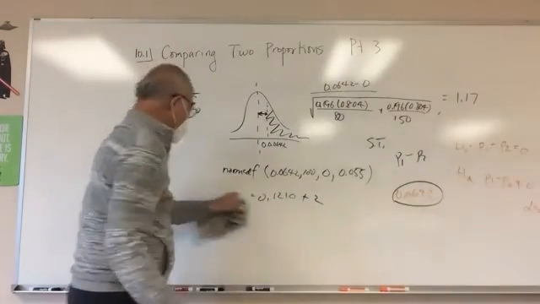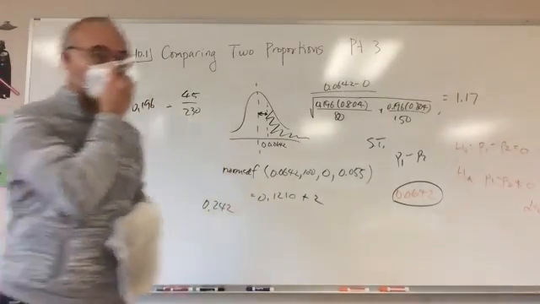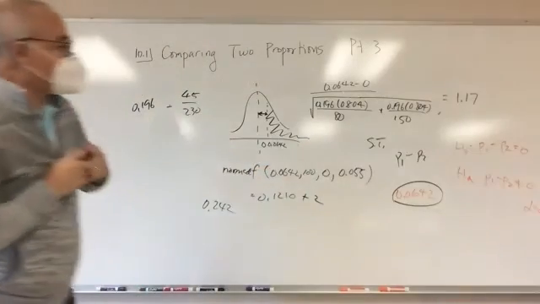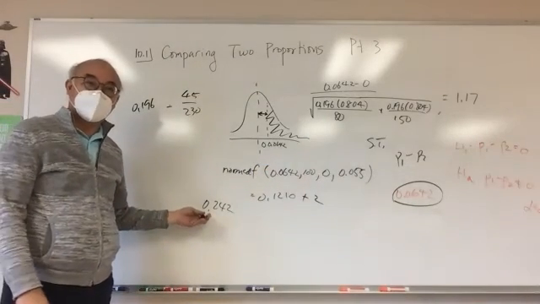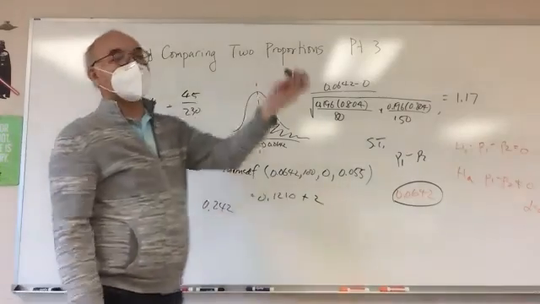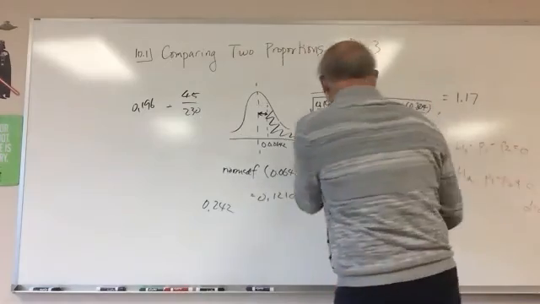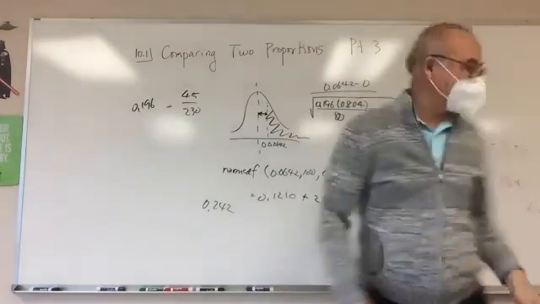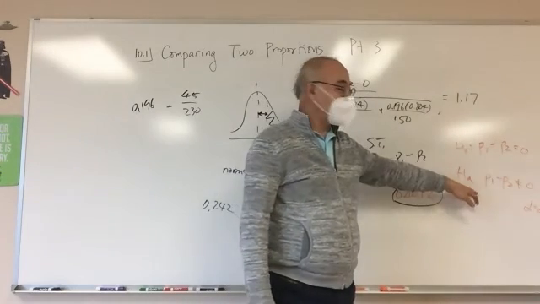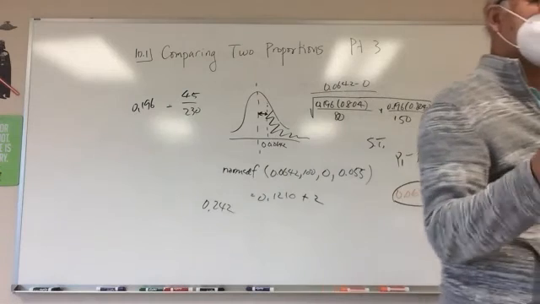I'm thinking something and writing something different. 0.242. So my p-value is greater than your alpha, which was 0.05. We failed to reject, and there is not convincing evidence for this. So we cannot reject this. In other words, the difference isn't large enough.